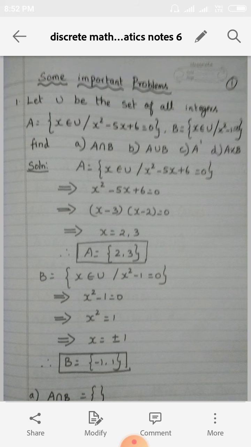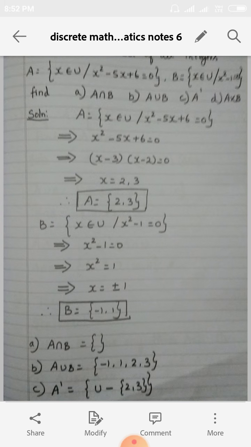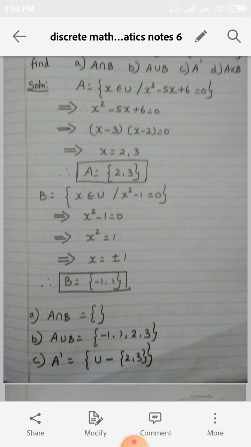Next we have to find A dash. What is called A dash? A dash is nothing but A complement. That is, we have to subtract A from the universal set U. That is called A dash. That is A dash is equal to the set of all U, U is called the universal set, minus set A. Set A is equal to 2, 3. From the universal set we have to subtract the numbers 2 and 3, we get A dash.